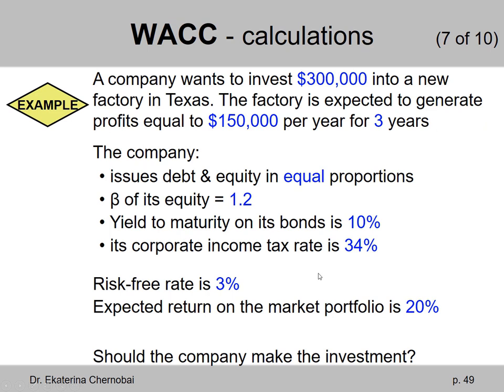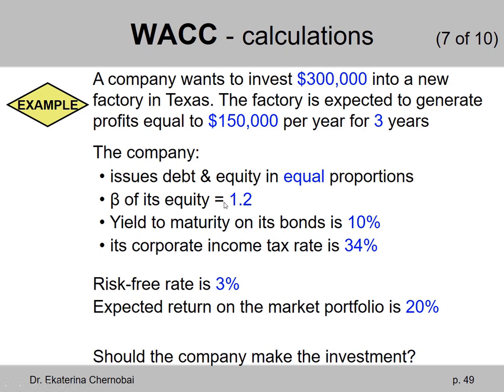Let's look at the following example. A company wants to invest $300,000 into a new factory in Texas. The factory is expected to generate profits equal to $150,000 per year for 3 years. What do we know about the company? It issues debt and equity in equal proportions.